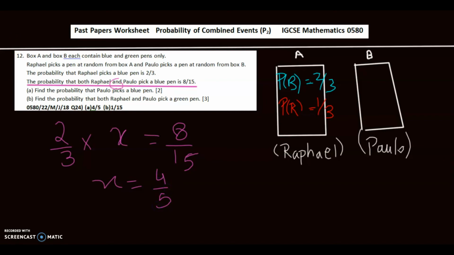Which means the probability that Polo picks a blue pen is 4 upon 5. So we know this, which means the probability that Polo picks a green pen is 1 upon 5.